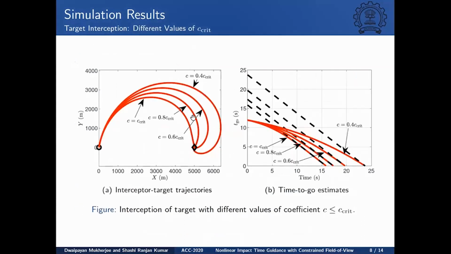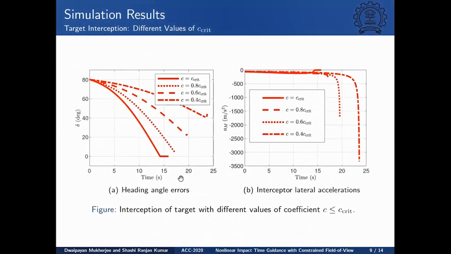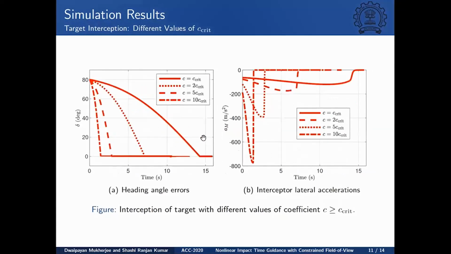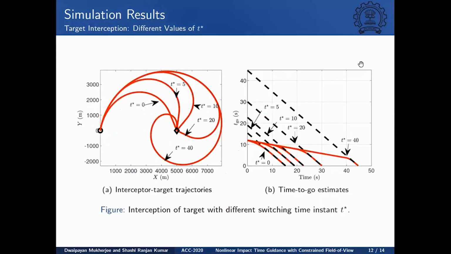On the other hand, if you violate the constraints on C by choosing C to be less than C crit, then what happens is you still achieve interception, but neither the terminal deviation angle nor the terminal lateral acceleration go to zero at the terminal phase. Similarly, if you respect this bound on C, then all the three phases are visible here. The last segment is a straight line, and you end up with a zero deviation angle towards interception and a zero lateral acceleration as well, which is a desirable scenario.